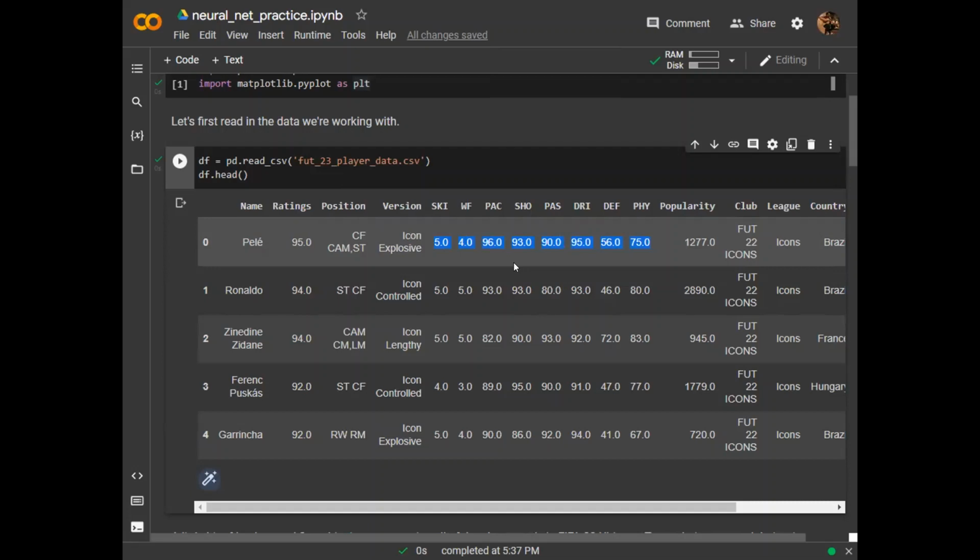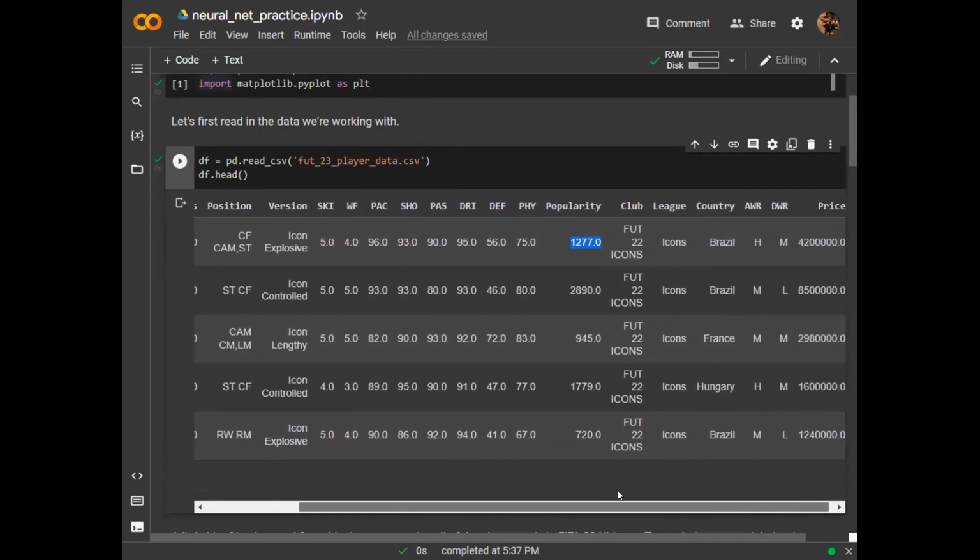Pace, shooting, passing, dribbling, defense, and physical. Those are all kind of self-explanatory. Popularity, I have no idea where that came from, but I guess it's a score of how many users play with this card. This all came from one website that aggregates all the data for these cards, so we'll just go with that score.